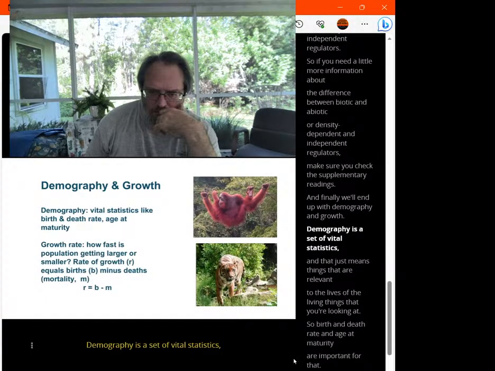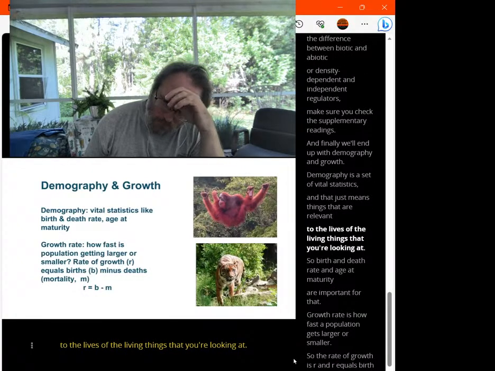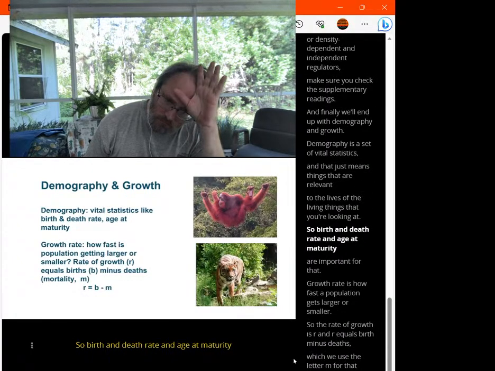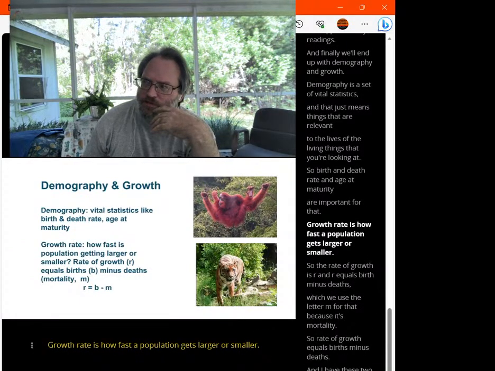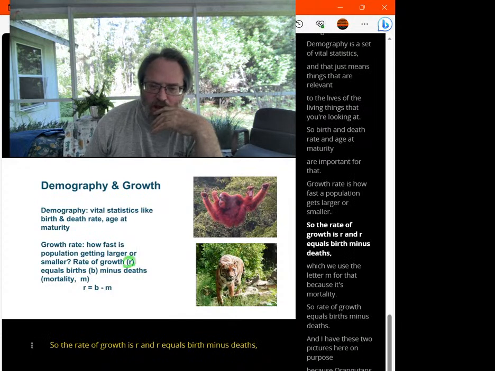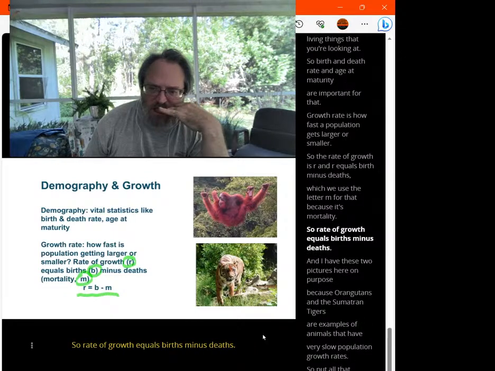Demography is a set of vital statistics, and that just means things that are relevant to the lives of the living things that you're looking at. So birth and death rate and age at maturity are important for that. Growth rate is how fast a population gets larger or smaller. So the rate of growth is R, and R equals births minus deaths, which we use the letter M for because it's mortality. So rate of growth equals births minus deaths.